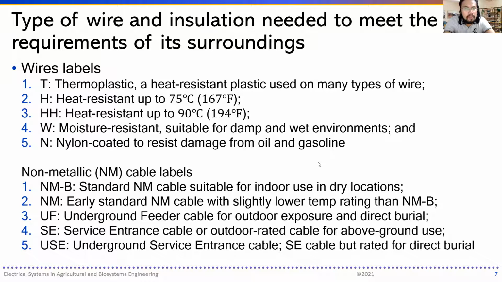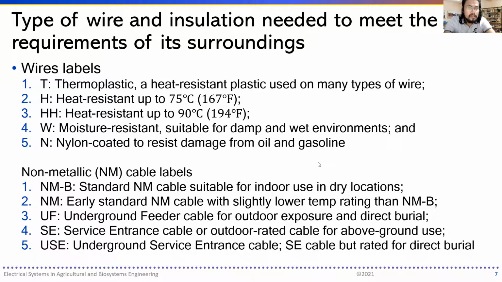H for heat-resistant, up to 167 degrees Fahrenheit or 75 degrees Celsius. HH, an additional H meaning a higher heat resistance. That's up to 90 degrees Celsius. You have W for moisture resistance, indicating wires suitable for damp and wet environments. And lastly, N for resistance to oil, which means nylon coated. So oil includes petroleum products.